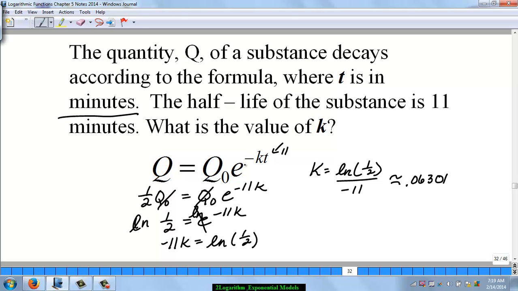So the rate it decreases per minute, it's 6.3, you move it over, it decreases per minute continuously. So that is the value of k.